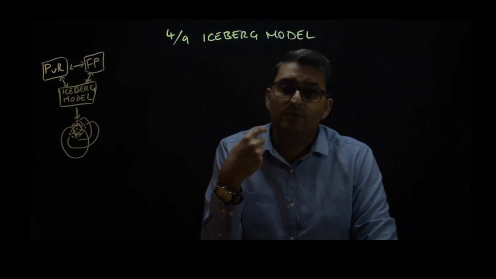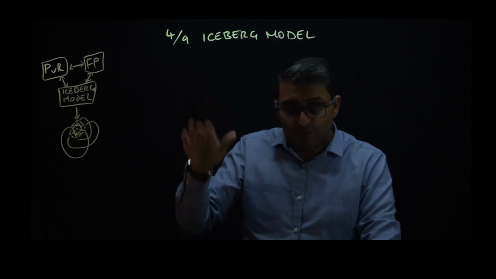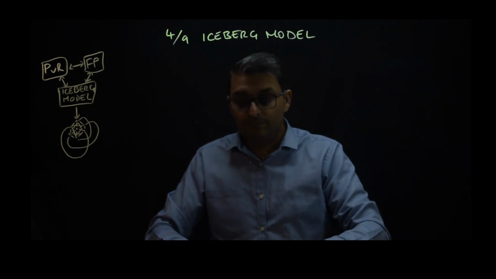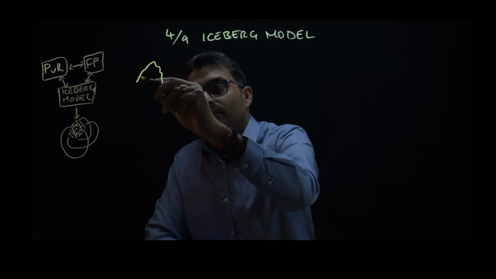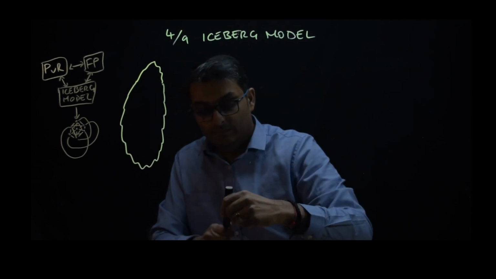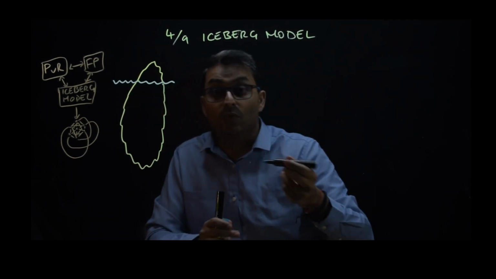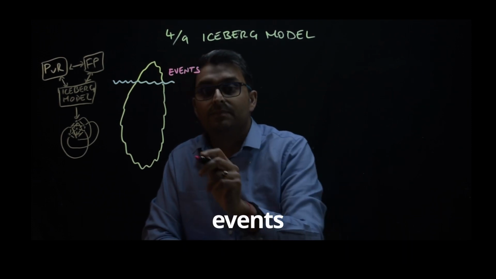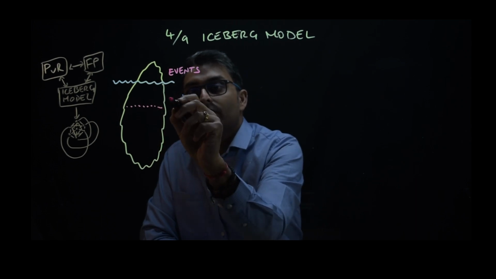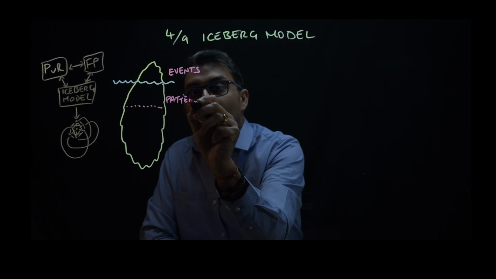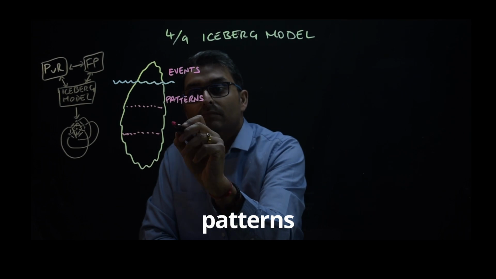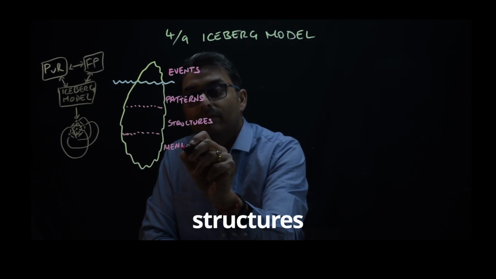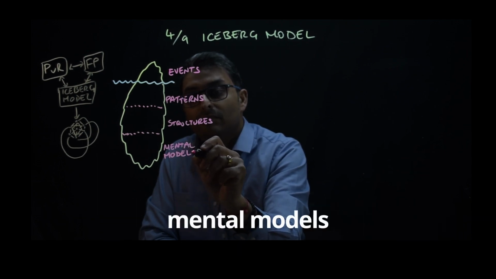Now, if you search on the internet, you will find that different people have a different number of levels for their iceberg, but I will use the 4-level Iceberg model here, and these are events, patterns, structures, and finally mental models.